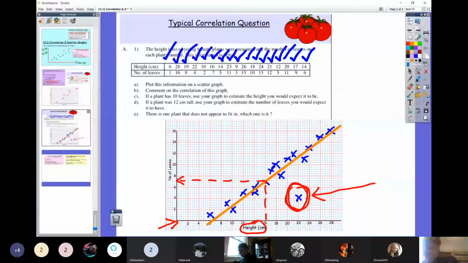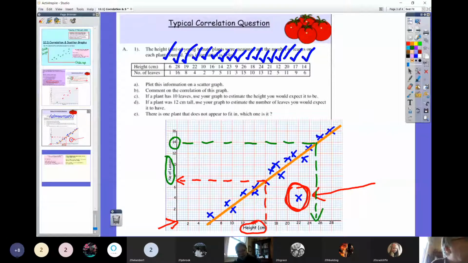Alternatively, the question might say, I have a tomato plant that's got 14 leaves. How high would you expect it to be? So I would find my 14 leaves, and I would go along and hit my line of best fit. And I would see how high I would expect it to be. So that's my dotted green line. So with my green line, I've been given the number of leaves and I'm estimating the height. And with that red dotted line, I was given the height and I'm estimating the number of leaves.